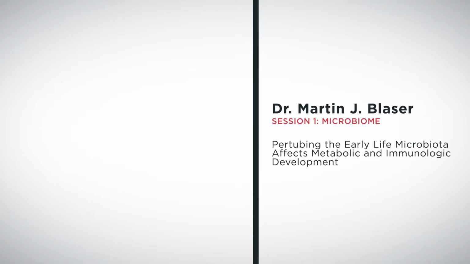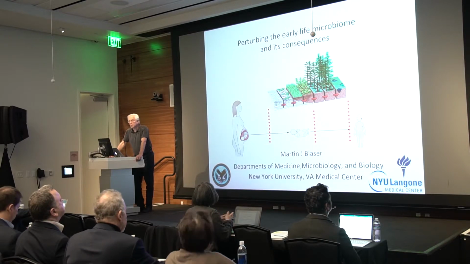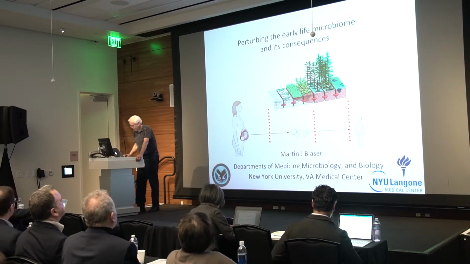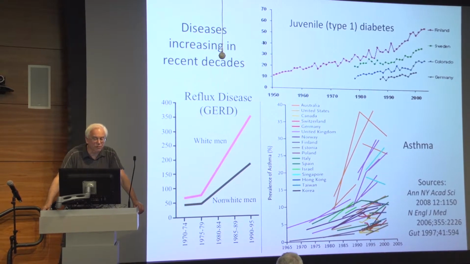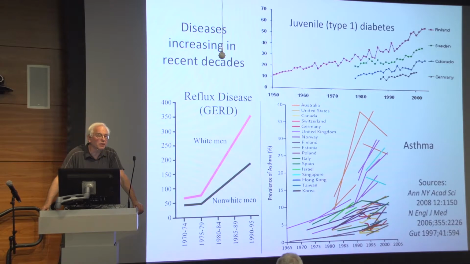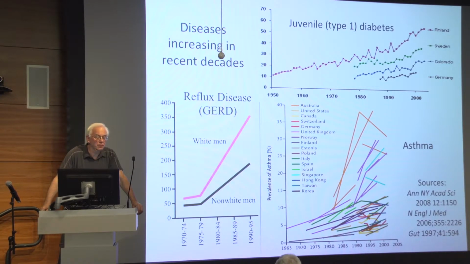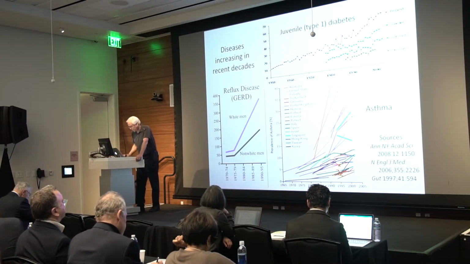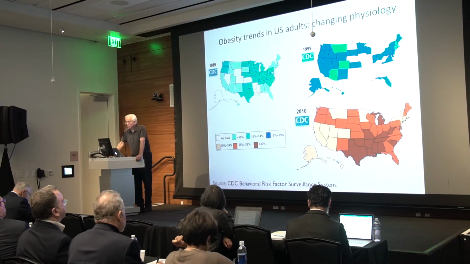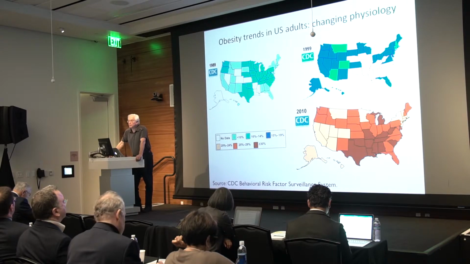I'm really going to continue along the biological venue. I'm going to talk about why the microbiome that forms early in life is important and what happens when we change it. And the context I want to begin with is something that all of you know, that in recent decades, we've had a number of diseases rise. A few of them are shown here. There are many more. One disease in particular that I want to talk about is obesity.